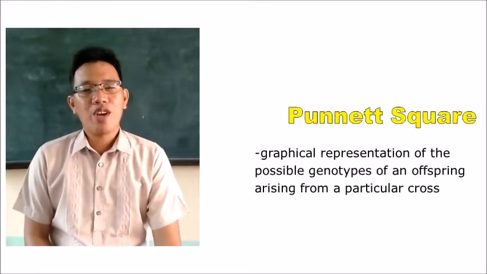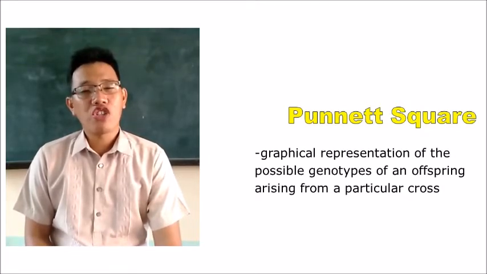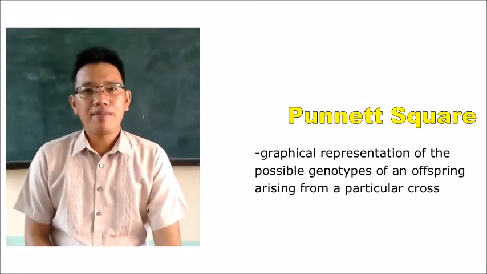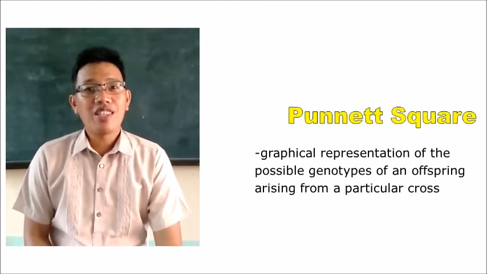Next is the Punnett square. The Punnett square is a graphical representation of the possible genotypes of an offspring arising from a particular cross. You will see, if you have studied your grade 8 science, the Punnett square was introduced there in the 4th quarter.